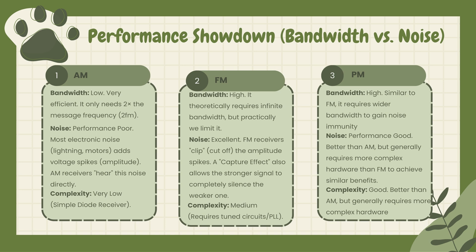Finally, for phase modulation, PM also requires a wide bandwidth similar to FM. The wider bandwidth helps improve noise resistance. The noise performance of PM is better than AM, but achieving performance similar to FM usually requires more complex hardware. Overall, PM systems are more complex than AM and can be comparable or slightly more complex than FM, depending on the design.